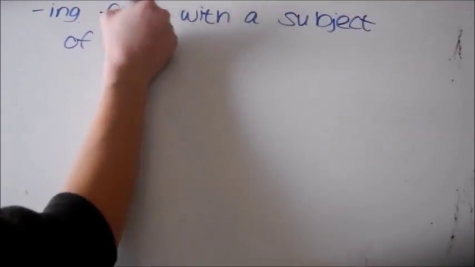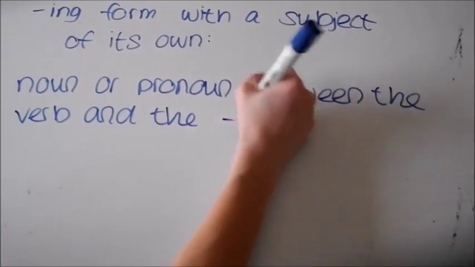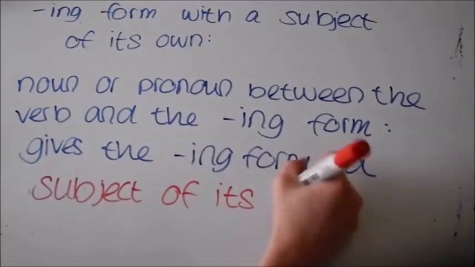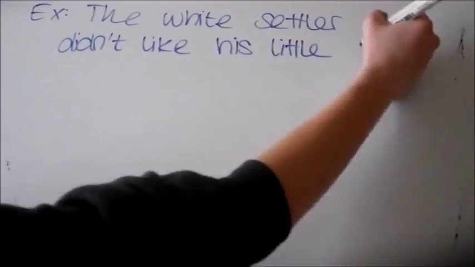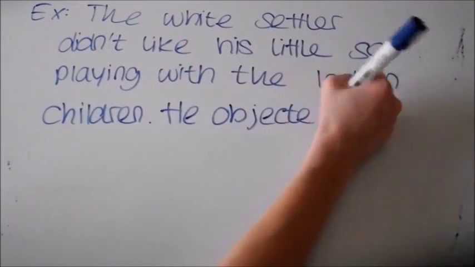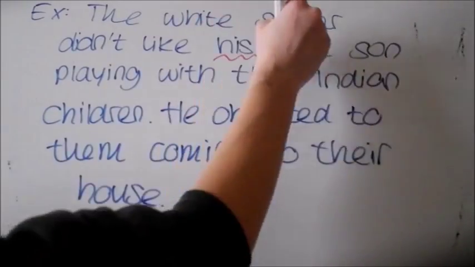The -ing form with a subject of its own. The noun or pronoun is between the verb and the -ing form. It gives the -ing form a subject of its own. The example we took is: the white settler didn't like his little son playing with the Indian children. He objected to them coming to his house.